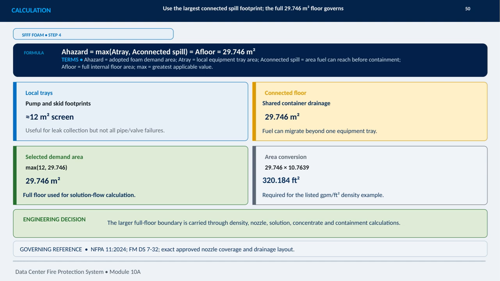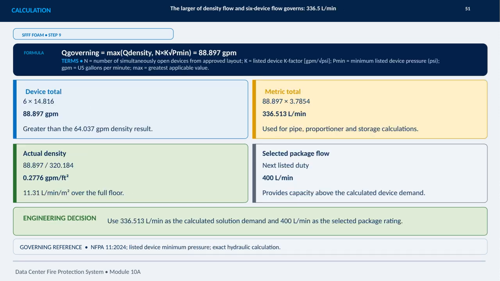For the listed flow density example, the area is converted to approximately 320.184 square feet by multiplying by 10.7639. The governing references are NFPA 11:2024 and FMDS 7-32, together with the approved nozzle coverage and drainage layout. This slide determines the governing flow for the SFFF foam system.